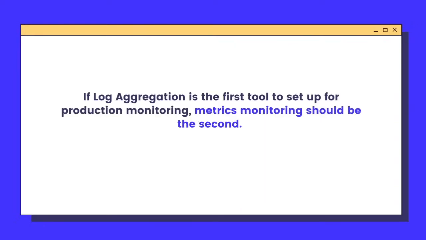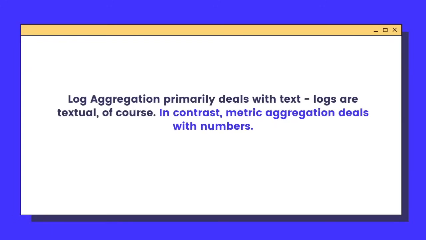If log aggregation is the first tool to set up for production monitoring, metrics monitoring would be the second. They're both indispensable for finding production faults and debugging performance and stability problems. Log aggregation primarily deals with text. Logs are textual, of course. In contrast, metric aggregation deals with numbers. How long did something take?